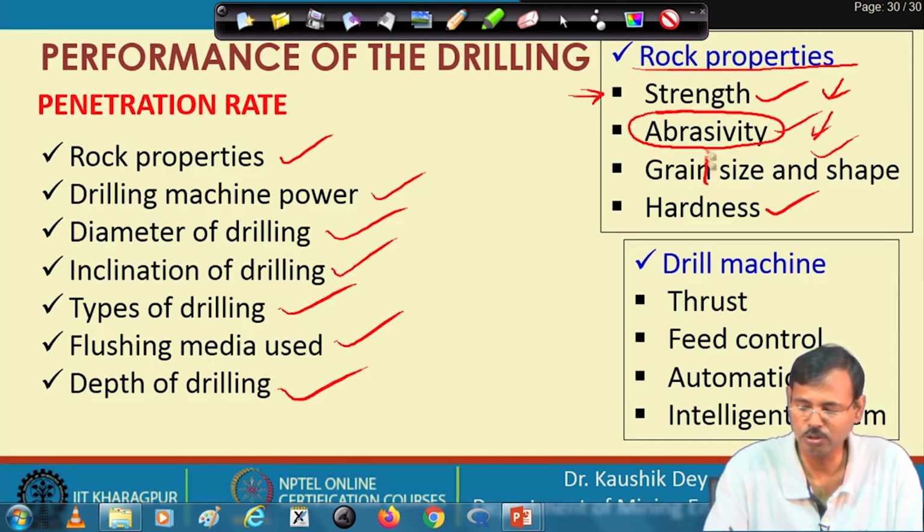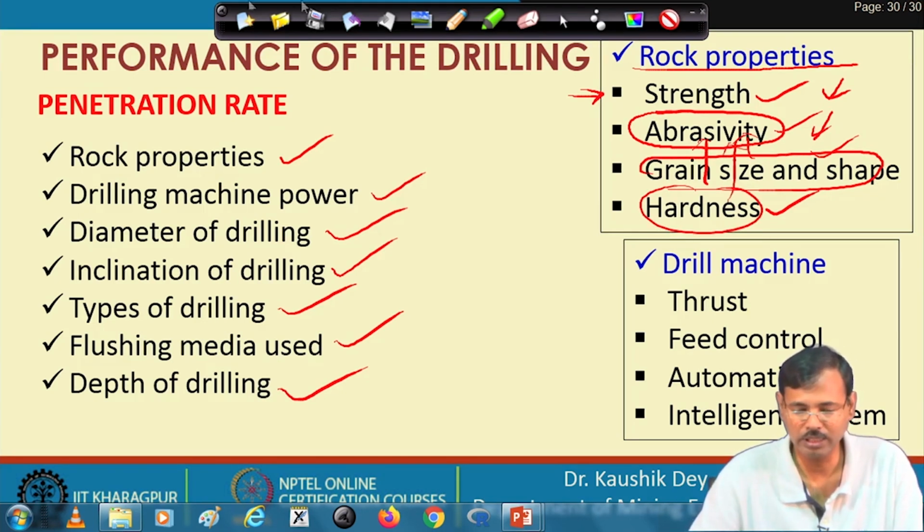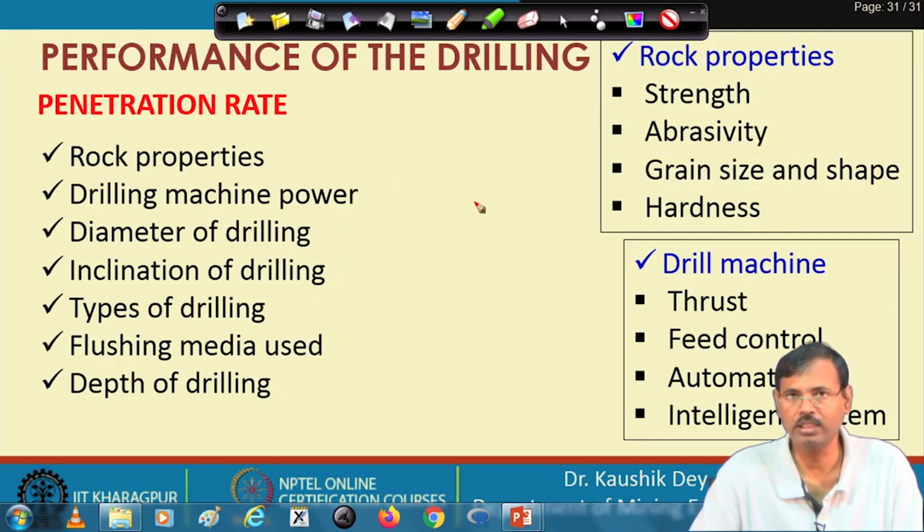Similarly, grain size also dictates the abrasivity; the strength of the grain and angularity of the grain basically govern high abrasivity. Similarly, high hardness also means high abrasivity. So, these are basically controlling the abrasivity of the rock. In a nutshell, if the rock is strong, abrasive, etc., the penetration rate will suffer, and you will get less penetration rate.